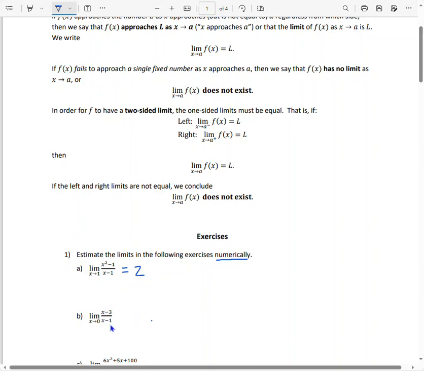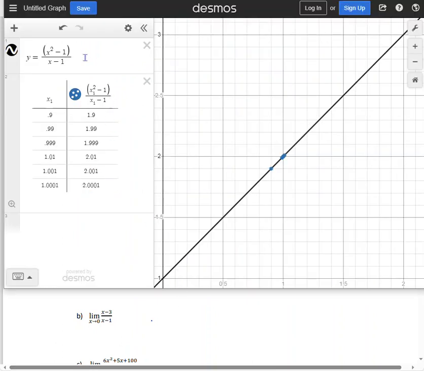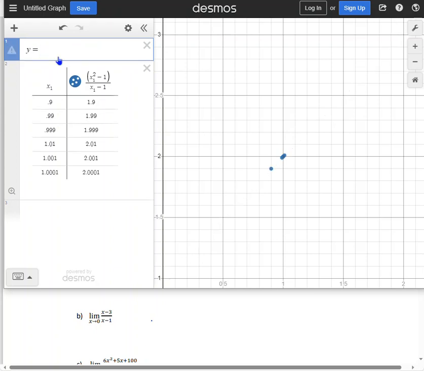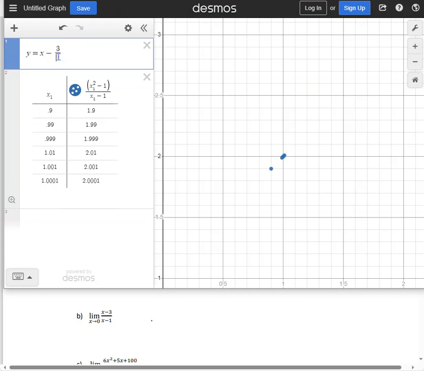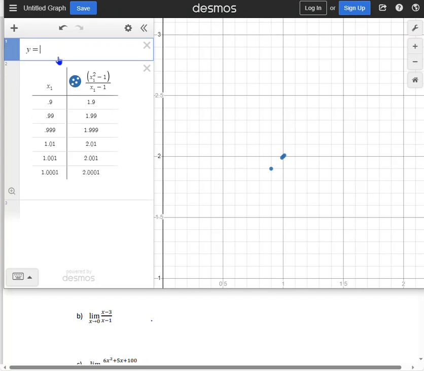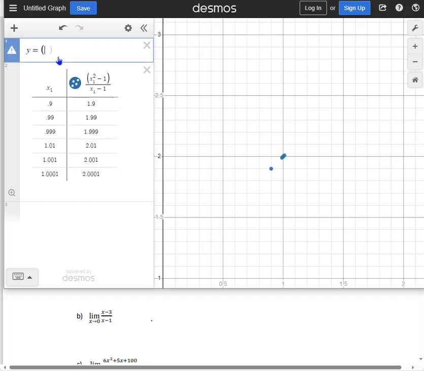X minus 3 over x minus 1. So x minus 3 over x minus 1. I'm going to divide x minus 3 divided by, I was afraid of that. So I'm going to put in parentheses.